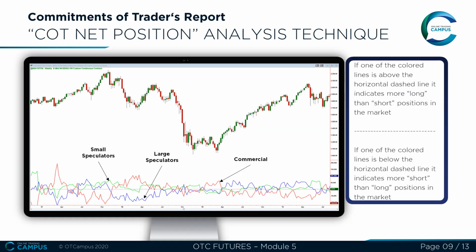Here we have a snapshot of the Nasdaq in the futures market, a weekly chart of the Nasdaq. At the bottom of the chart we have the COT net position analysis technique that's been plotted. Notice that it contains 3 separate lines. The green one is indicating the net open interest long minus short of the small speculators. The blue one is for the non-commercial large speculators. These are the hedge funds and the managed money, and the red one is for the commercial traders. These are the Starbucks, the Toyotas, the General Mills, etc. that we have seen earlier.